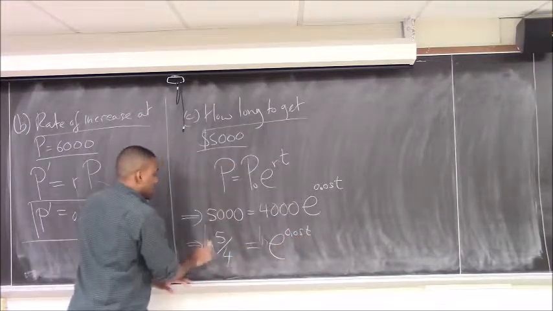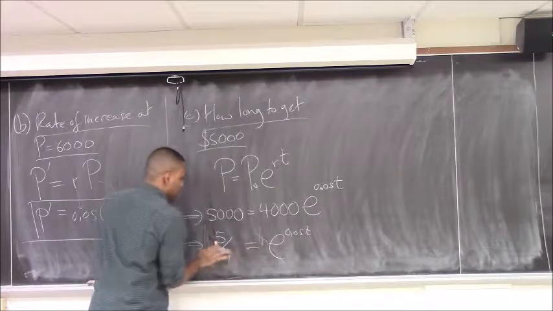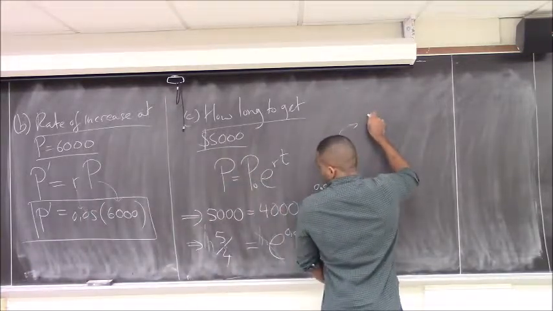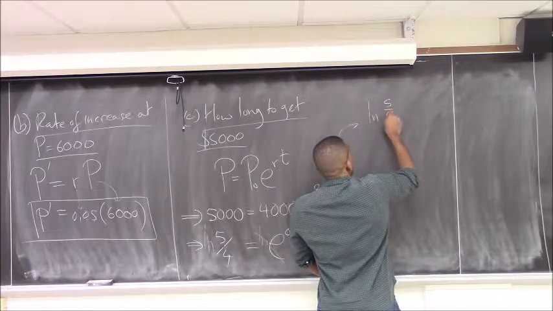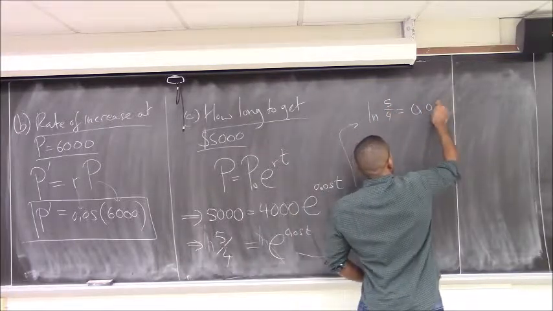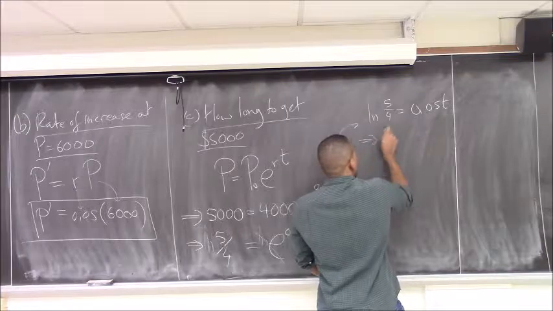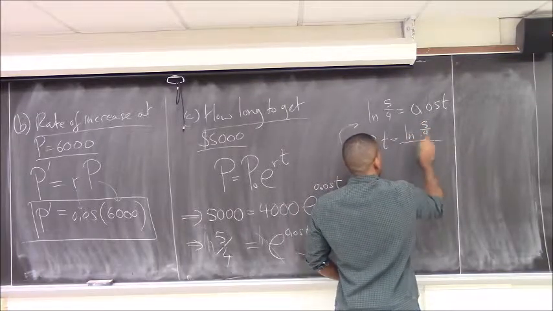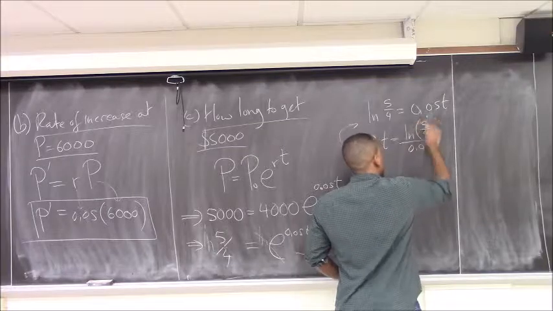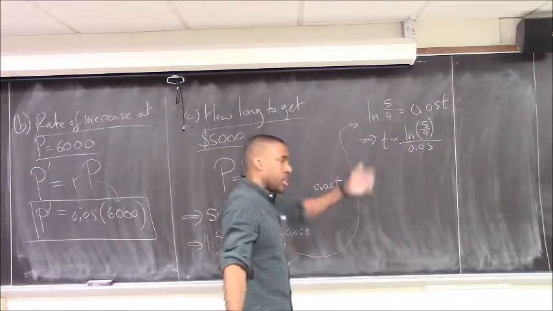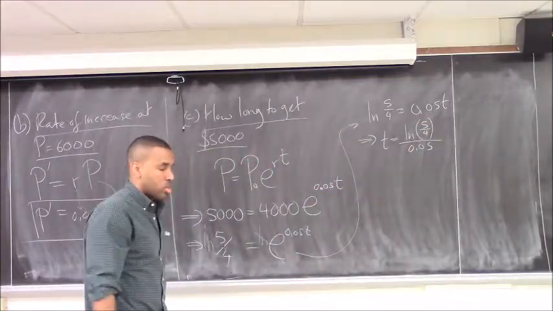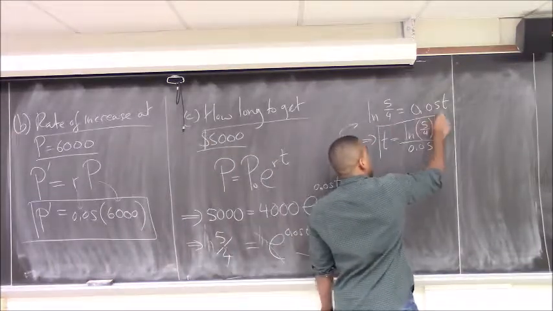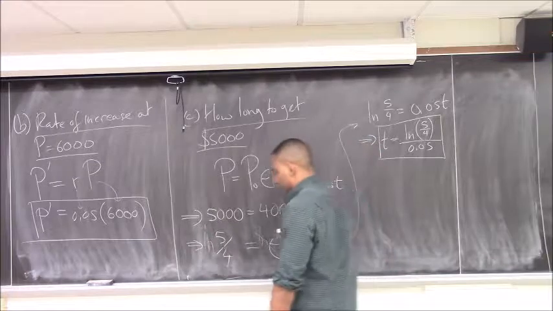ln both sides. Well, this side cancels. So I get ln of 5 over 4 equals 0.05 T. And so this is ln of 5 over 4 divided by 0.05. 5 over 4 is inside the ln, you cannot touch it or mess with it, but that's going to be your answer. So that's how many years before you can get to 5,000.